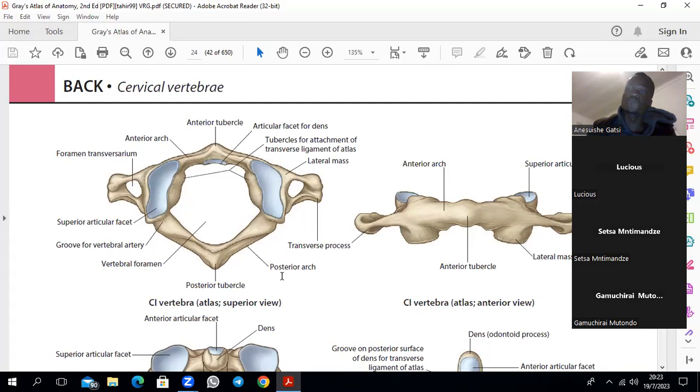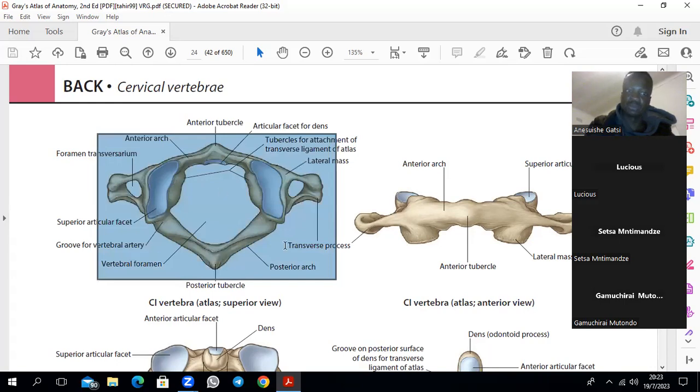Right. So C1 is the atlas, which happens to be this one. Why is it called C1? Because it supports the globe of the head.